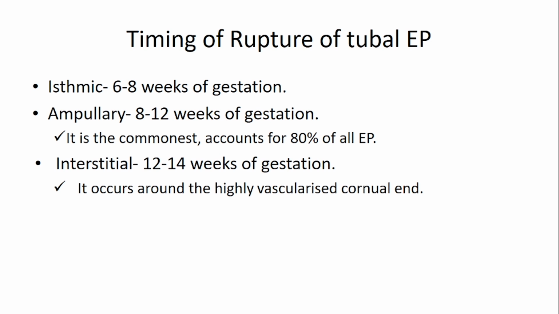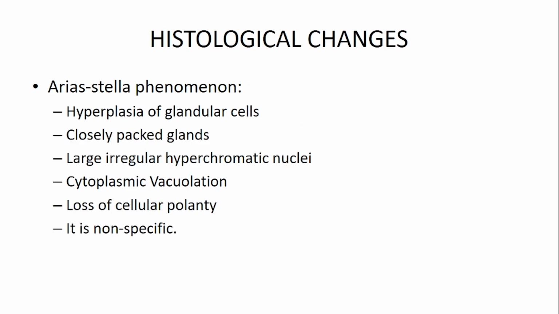Interstitial, whereby there are a lot of muscles, it may take up to 12 weeks because there's a lot of muscle around the cornual end of the uterus, and therefore it enlarges before it ruptures around 12 to 14 weeks of pregnancy. And it is a highly vascularized area, and as we'll see later, it causes a lot of major obstetric hemorrhage, and the patient can actually present in shock or even a fainting attack.